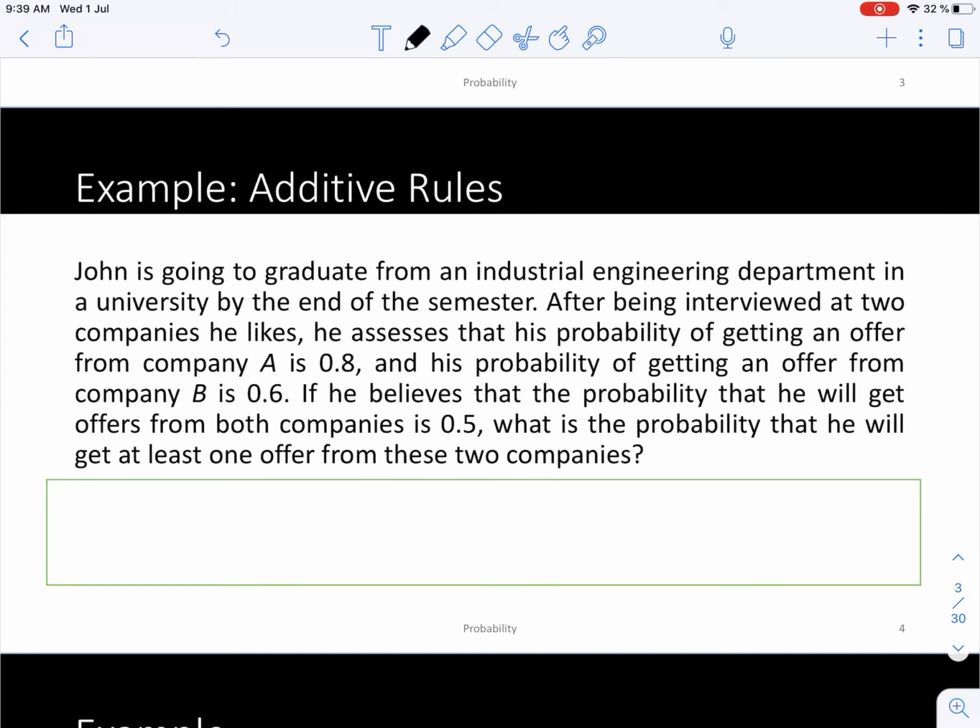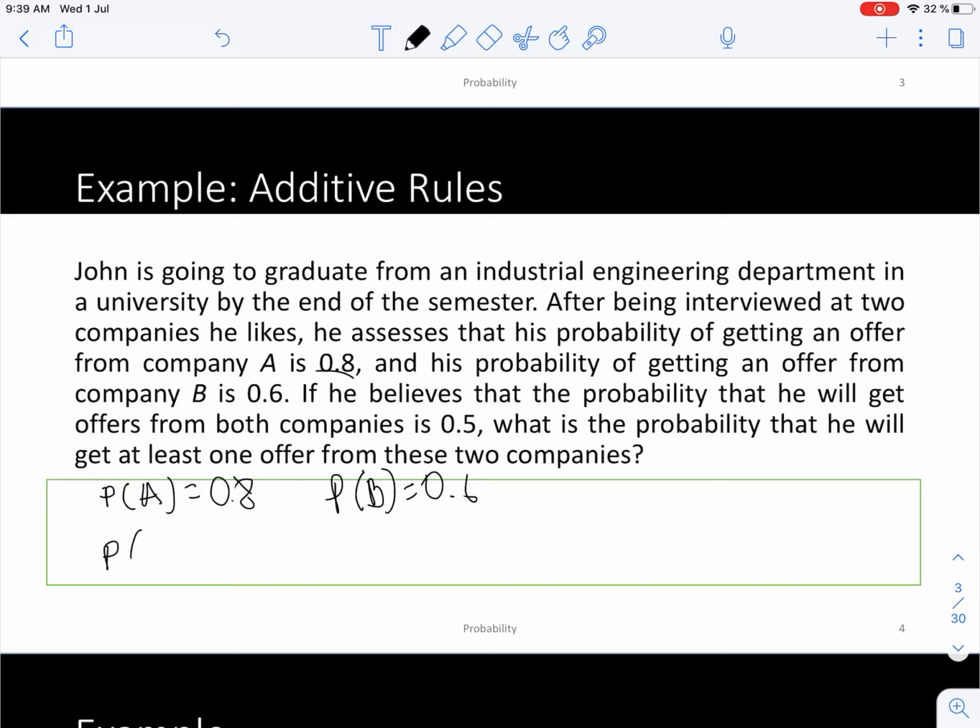Alright, so let's organize the information real quick. We know that the probability of getting an offer from A is 0.8, right here. Then the probability of getting an offer from company B is 0.6. So the question here is, what is the probability that we will get at least one offer from these 2 companies? That's pretty much the union.